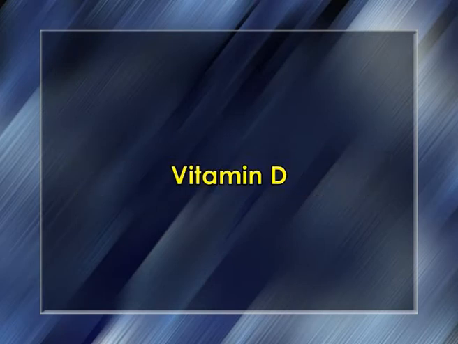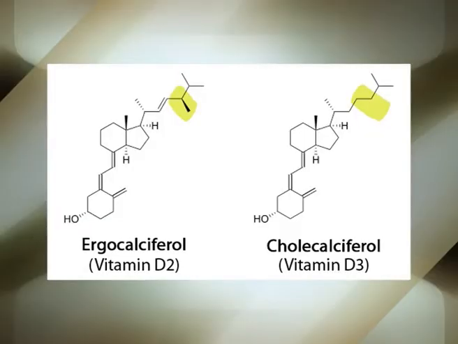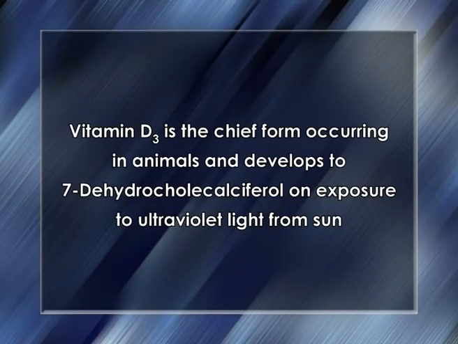The next is vitamin D. Vitamin D is known as the sunlight vitamin as it is synthesized with the help of sunlight. From nutrition point of view, it occurs in 2 major forms. First, vitamin D2, ergocalciferol, and vitamin D3, cholecalciferol. Vitamin D2 is formed when ergosterol found in plants is exposed to ultraviolet light. Vitamin D3 is the chief form occurring in animals and develops to 7-dehydrocholecalciferol on exposure to ultraviolet light from sun.